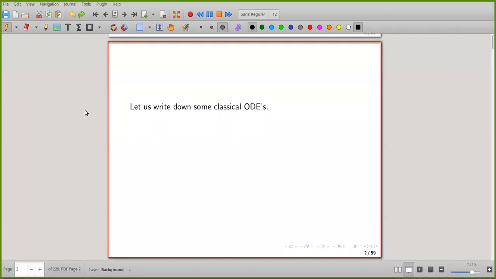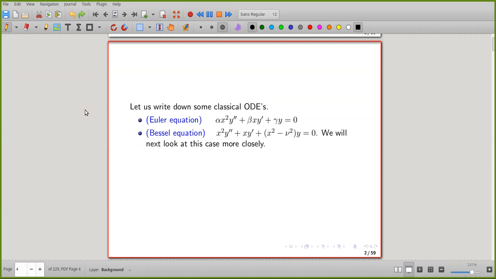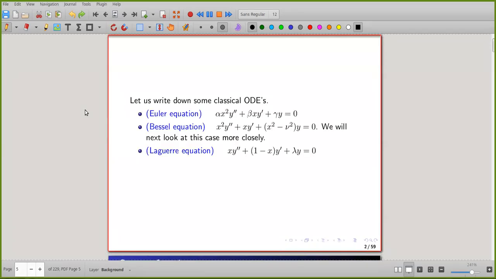Let us write down some classical ODEs. This is the Euler equation. This is the Bessel equation. We will next look at this case more closely, and the Laguerre equation. I don't know why I wrote these classical equations down, but the point is we are going to look at this equation.